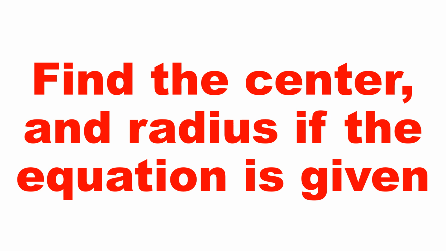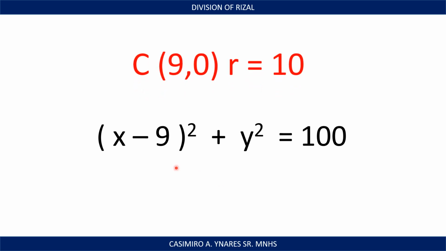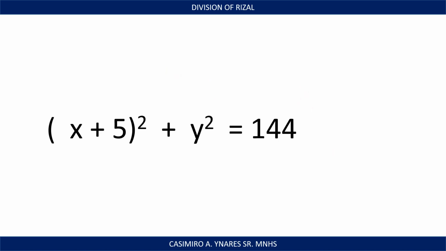Find the center and radius of the equation. So, hanapin daw natin yung center and radius dyan. Kapag negative, magiging positive. Pag positive, magiging negative. So, what is your center and radius? Yes, 9, 0. This is 9. Tapos ang y squared mo ay 0. Ang r mo ay 10. Square root of 100. How about this one?